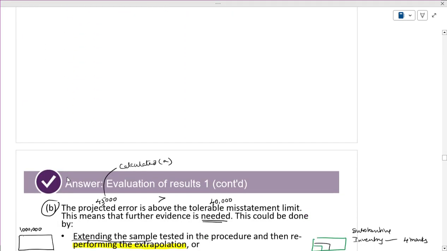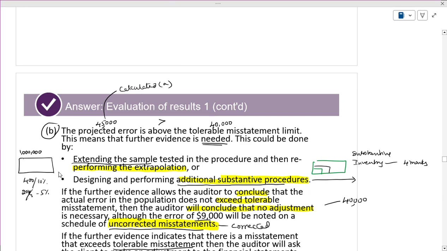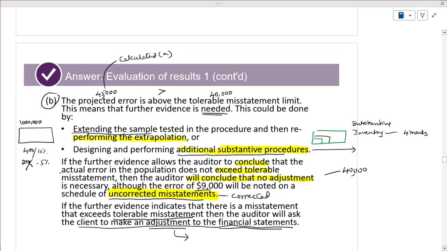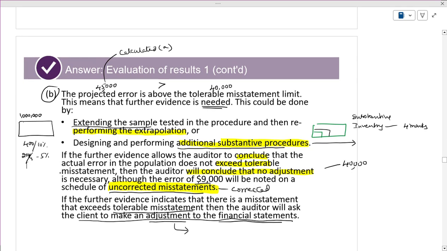Now, what they are saying is that the projected error is 45,000. You are projecting an error of 45,000. How much can you tolerate? How much can we manage? We can manage to the extent of 40,000. Now the projected error is more than the tolerable. Means actually the error is more than tolerable. Now, what will you do?